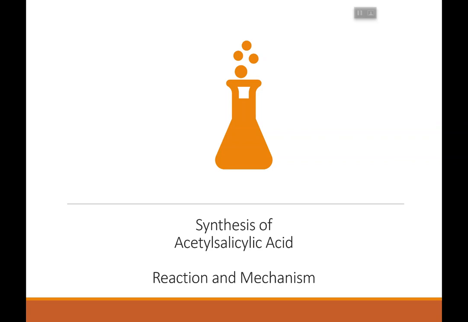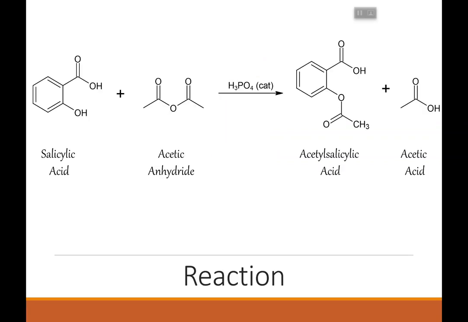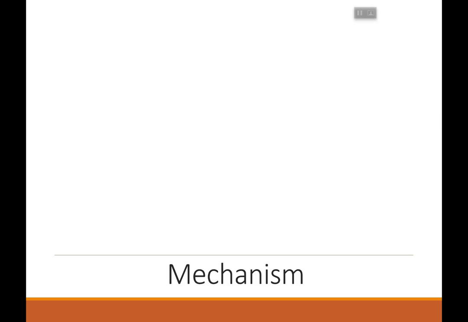Hi everyone. In this video we're going to take a look at the reaction and mechanism for the synthesis of acetylsalicylic acid. So first, here's our reaction itself. Salicylic acid is first mixed with acetic anhydride, which is both a reagent and a solvent, and a small catalytic amount of phosphoric acid is added to this, and our reaction produces the acetylsalicylic acid and a byproduct of acetic acid. So let's take a look at this mechanism.